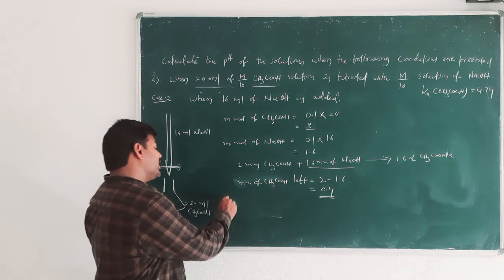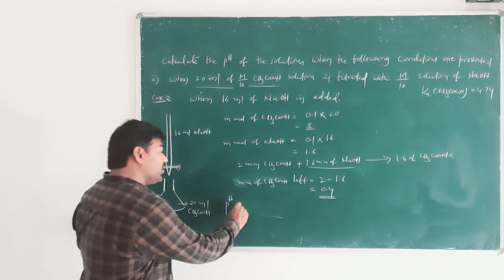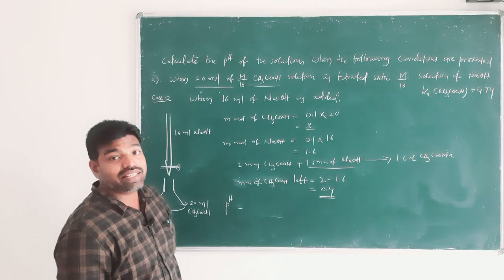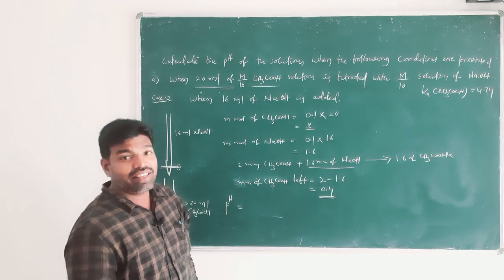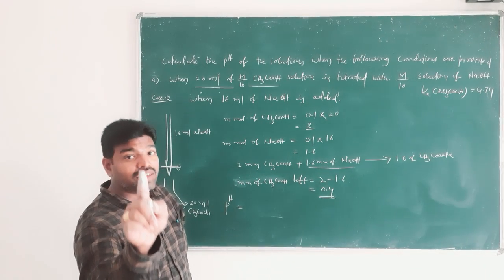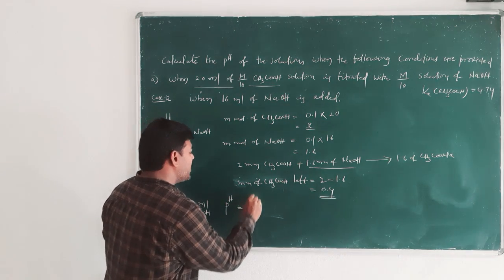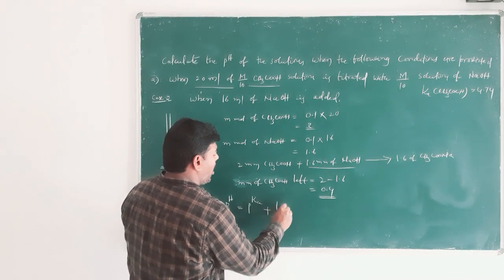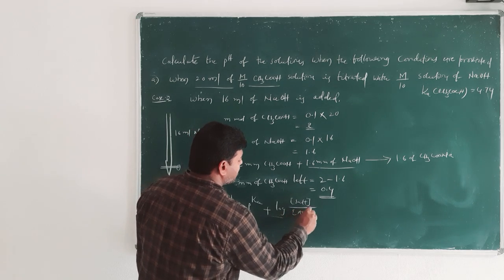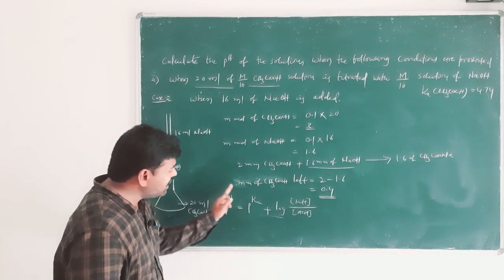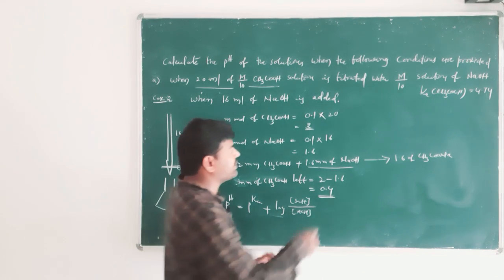Then calculate the pH. In such case, for calculating the pH, we have to use the acidic buffer formula, because there is a formation of salt and acid is left behind. The acidic buffer formula is pH equals pKa plus log of concentration of salt by concentration of acid. To calculate the pH, we have to know the concentration of salt and concentration of acid.